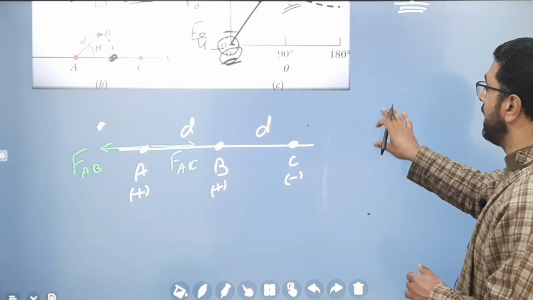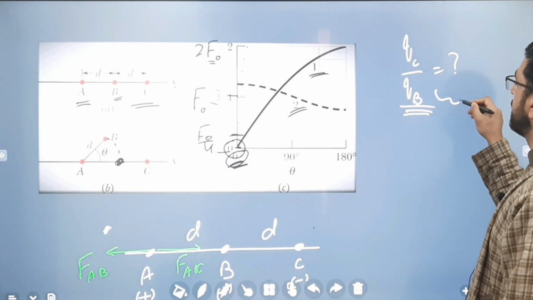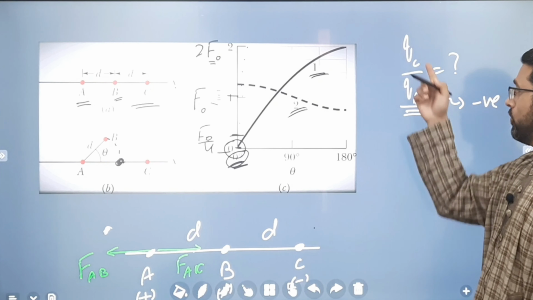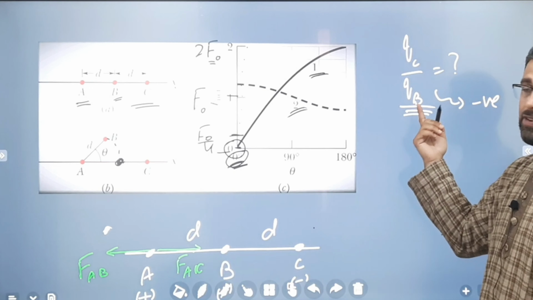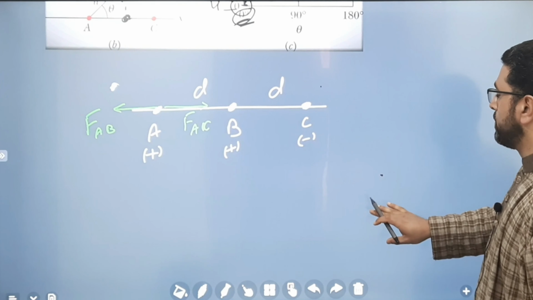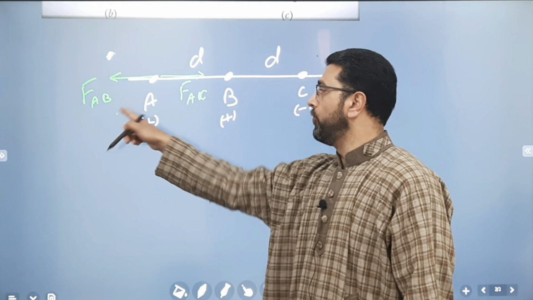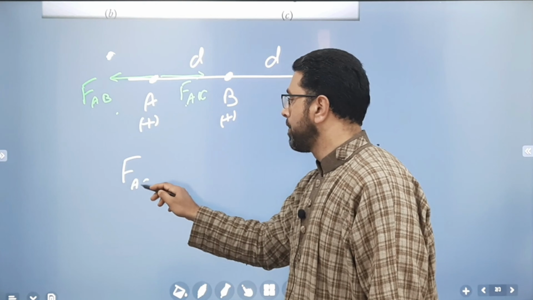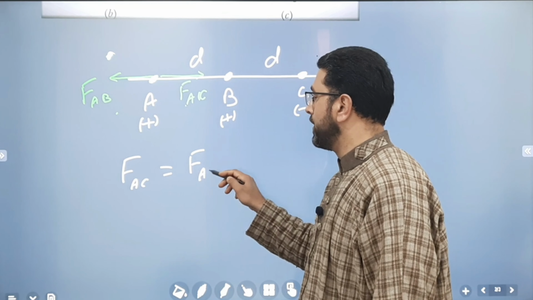If B and C are unlike, then the ratio must be negative. They are unlike, one of them is positive, the other one is negative, so the ratio must be negative. Now for net force to be 0, these two forces must be equal in magnitude. So FAC must be equal to FAB.